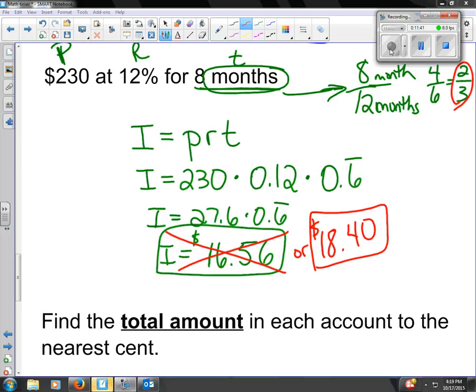So it's things like that we just want to work out, and we'll work that out as we do the problems in class. So don't panic, but you want to make sure that you account for the fact that they gave them to you in months when we need the time to be in years.